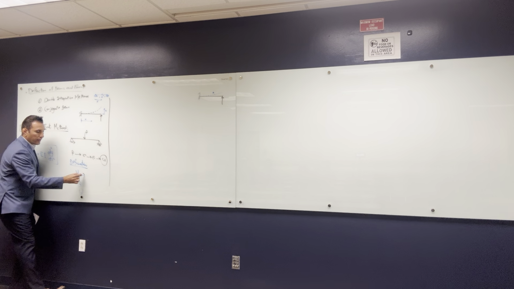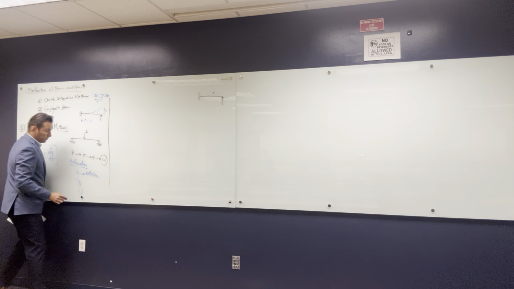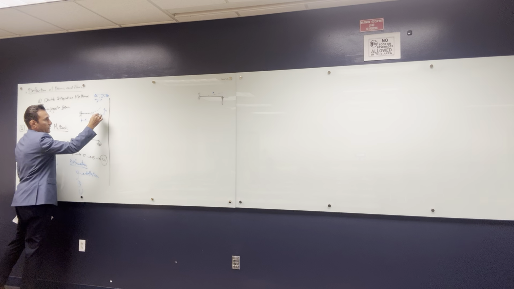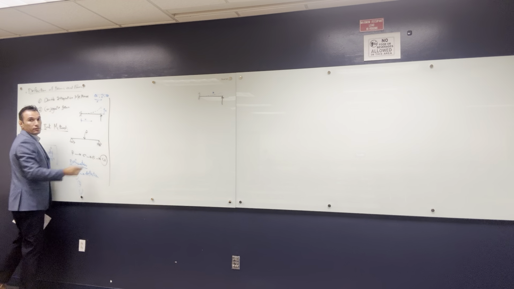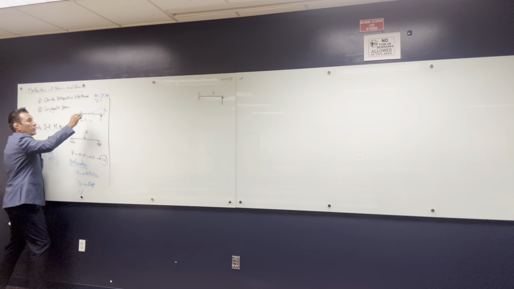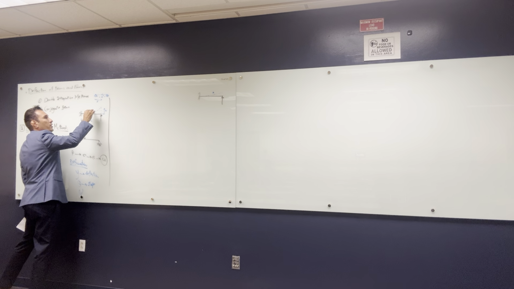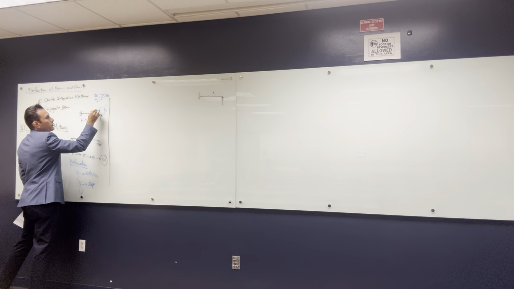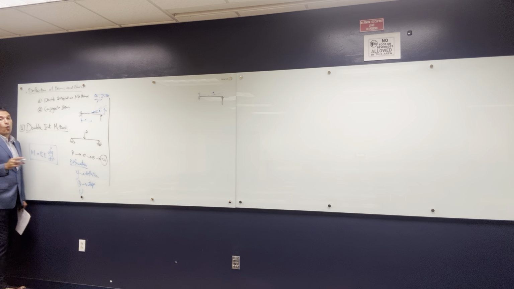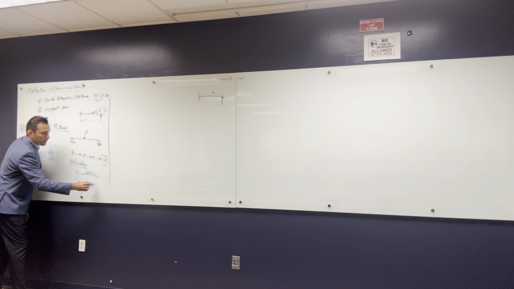y is called deflection, and that's very obvious, which is the distance from the non-deflected line to the deflected line. Theta is the slope, which is like you draw a line like this at any point. If you want to find the slope here, you draw a tangent line here and measure from the horizontal. That's the slope. Or it's the change in y with respect to x, dy/dx.